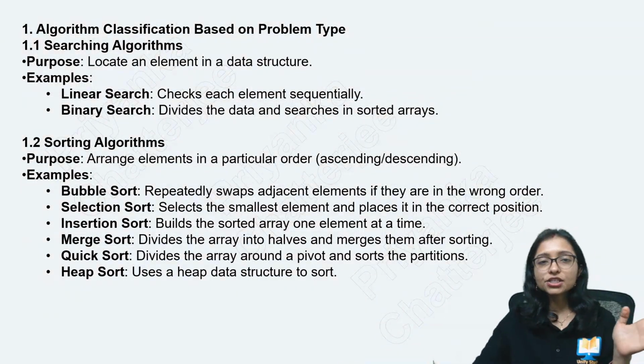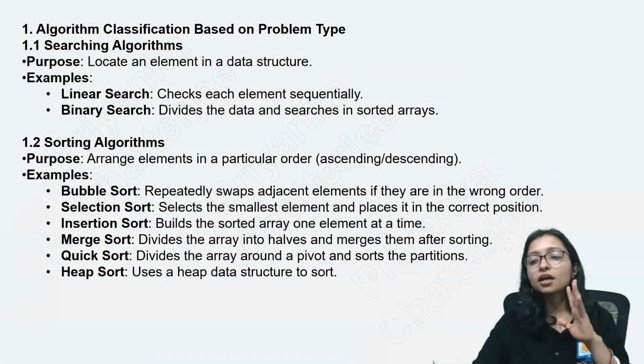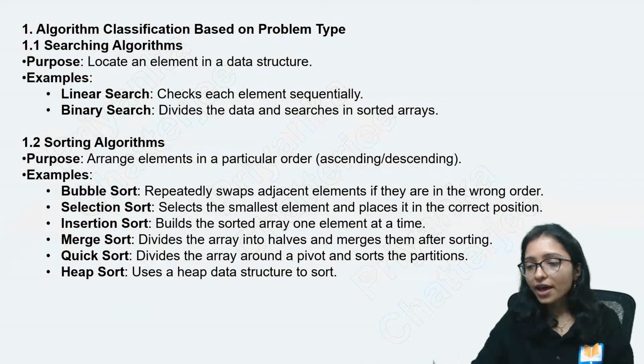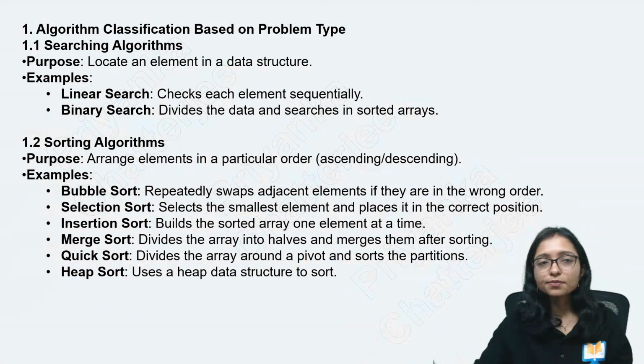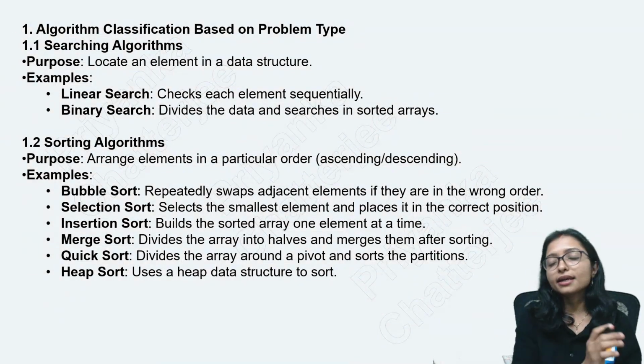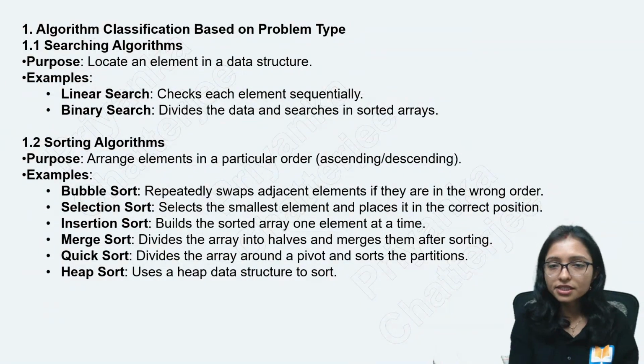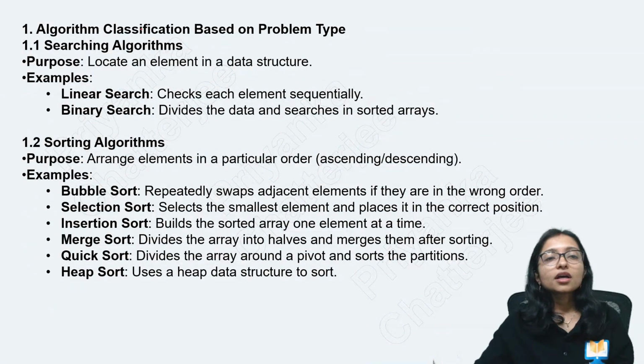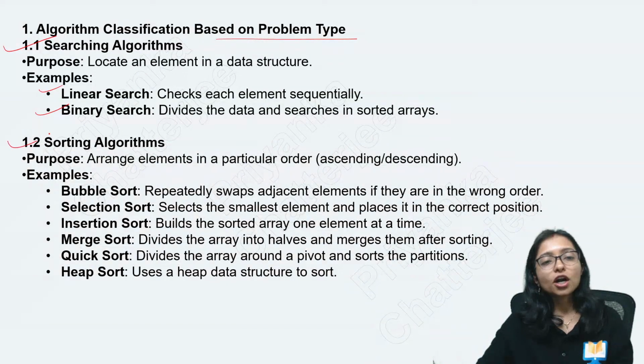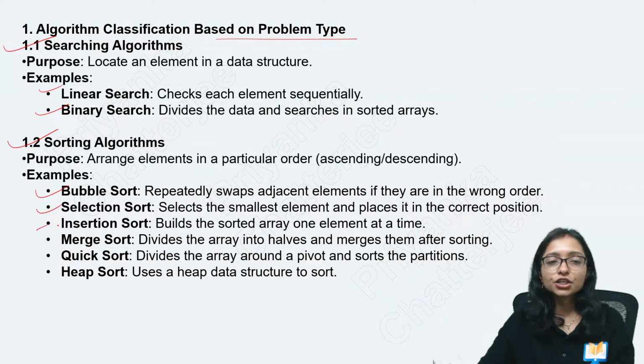Now I will come back to data structure again. Before that, let's go through the different types of algorithm. Let's go through it. Wherever it is hiding behind me, I am hiding myself so that you can see that. Okay, so the classification based on the problem type: searching algorithm, linear and binary; sorting algorithm, bubble sort, selection sort, insertion sort, merge sort, quicksort.